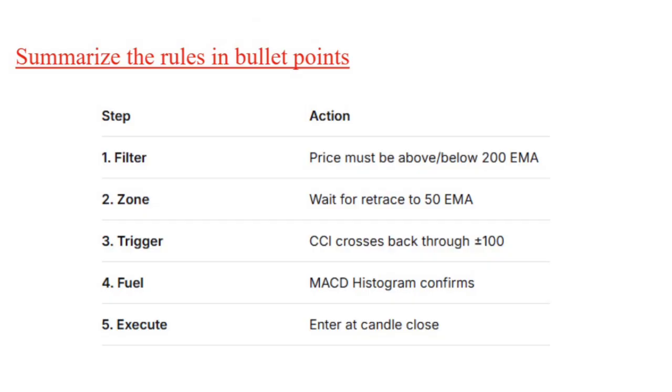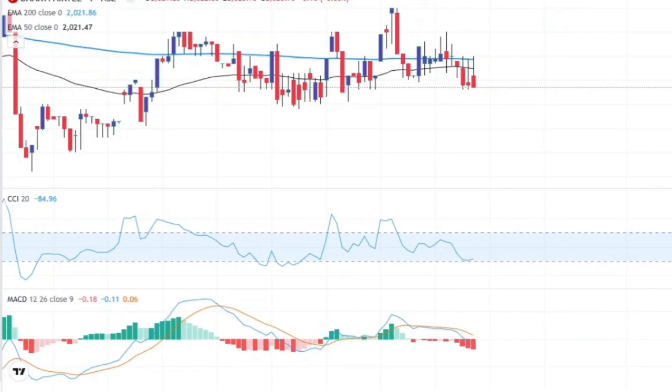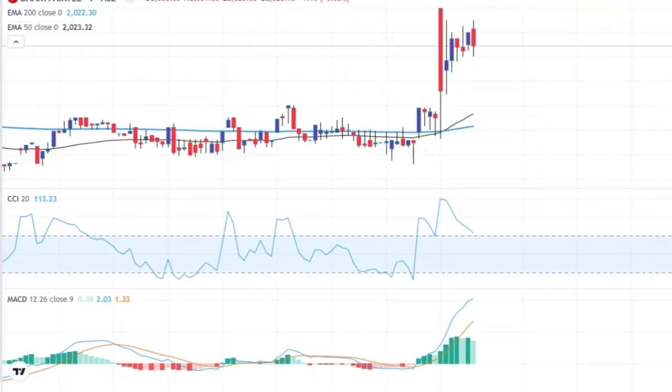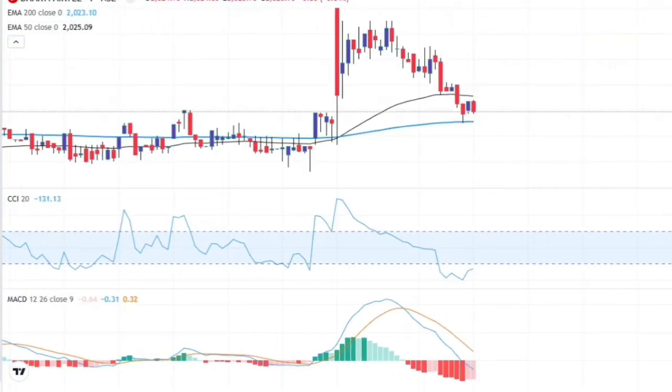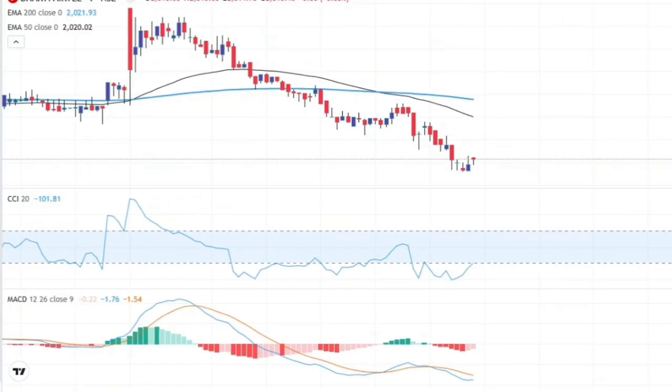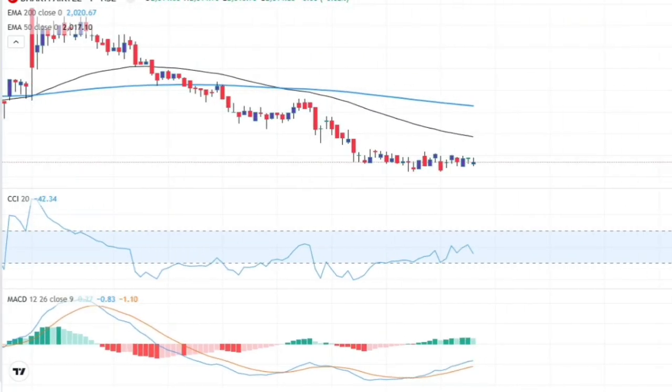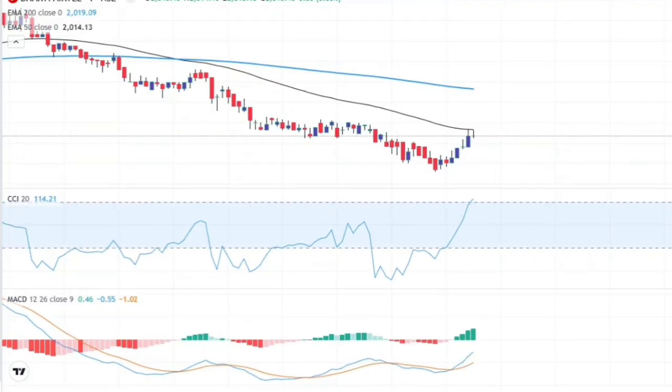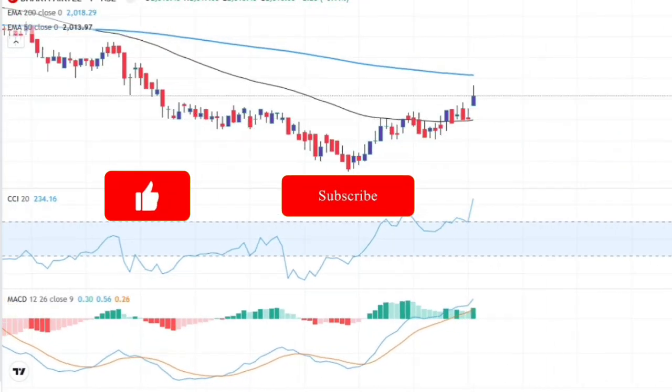There is your blueprint. Combine 200 EMA for direction, 50 EMA for entry, MACD for momentum, and CCI for exhaustion. It is a high probability sniper setup for the 1-minute and 5-minute time frames. But you don't have to take my word for it. I want you to go do your homework. Open your TradingView or MT5 or MT4 demo account. Apply this strategy to the charts for 50 trades. Do not use real money yet. Just screenshot the entries. See the win rate for yourself.